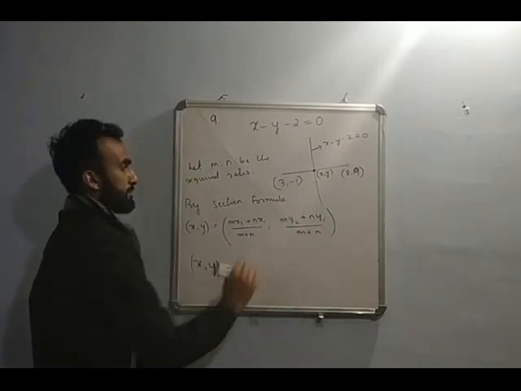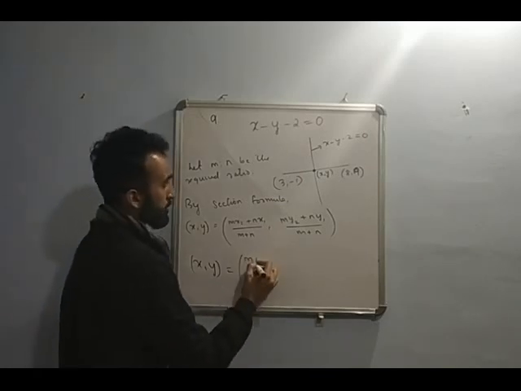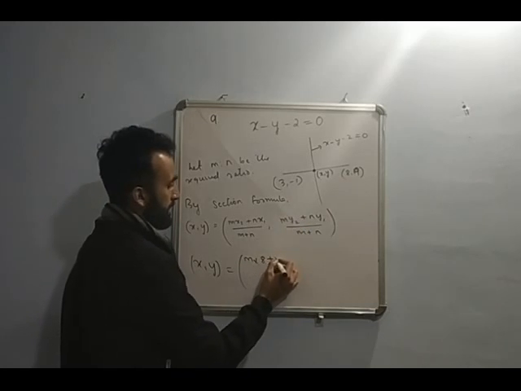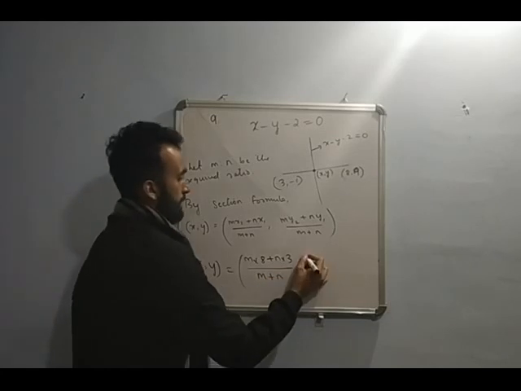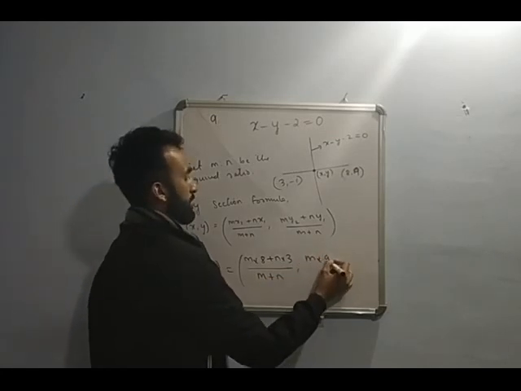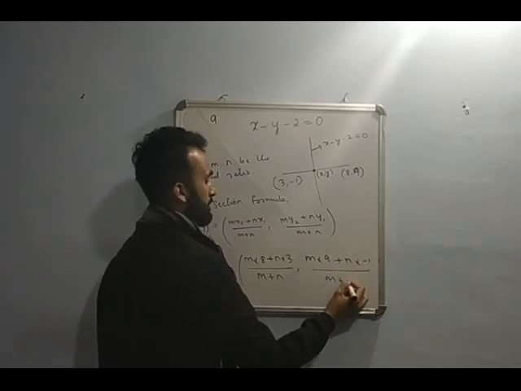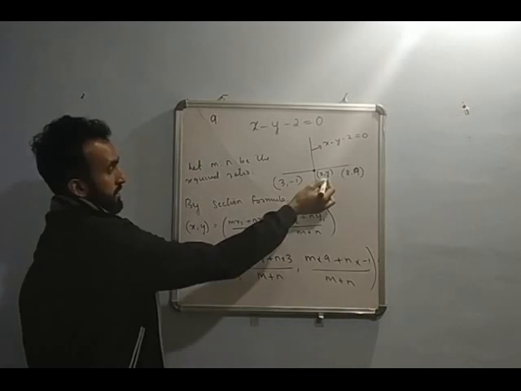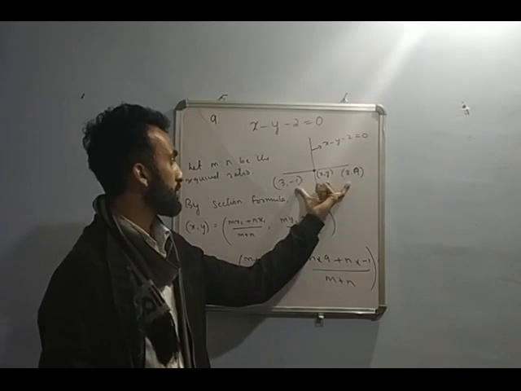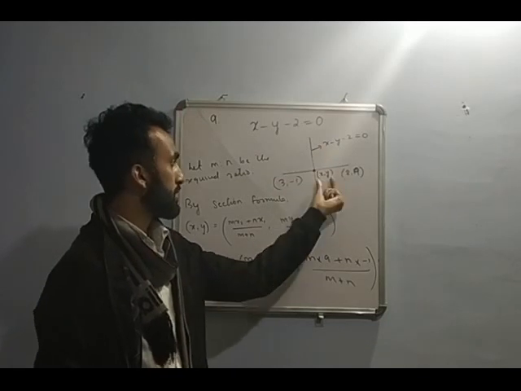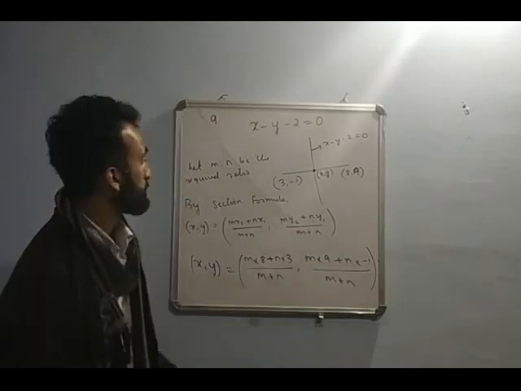X comma y. M is m, x2 is 8, plus n is n, x1 is 3, divided by m plus n, comma m is m, y2 is 9, plus n is n, y1 is minus 1, divided by m plus n. Clear? X and y are same because this is the point, because a line is passing through. A line divides the join of these 2 points. Means this line will touch this line at some value of x and some value of y. So I just wrote x comma y.